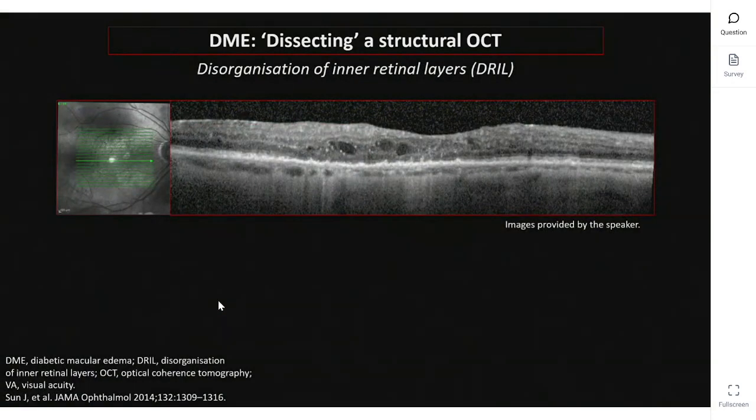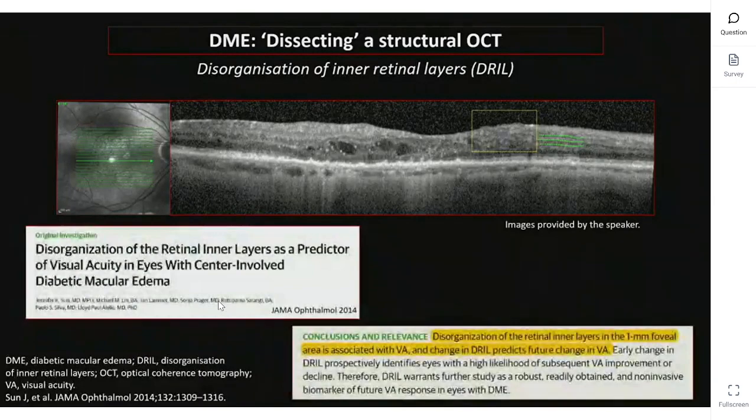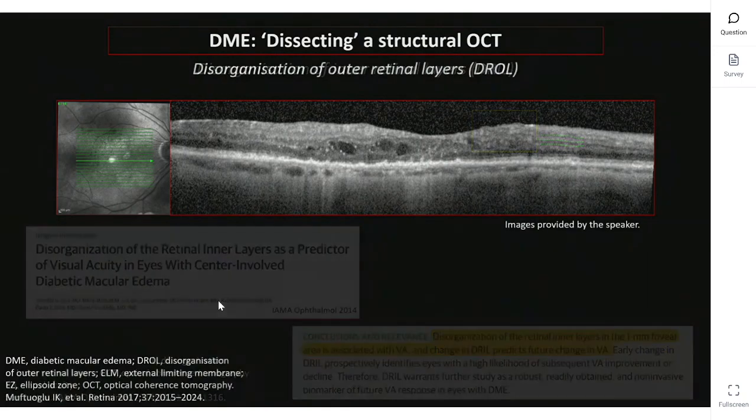Why is it important to look for DRIL? What is DRIL? DRIL is disorganization of inner retinal layers. Before I get onto this, I would like to show you that before we look at the scans, we have to see whether you are able to differentiate layers clearly or not, as shown on these green lines. But if you look at the area adjacent to it, shown in a block, you are not able to differentiate these different layers, and this is what is called DRIL. And DRIL has been shown to correlate with the visual outcome in patients with diabetic macular edema.